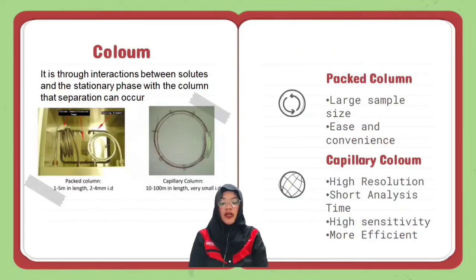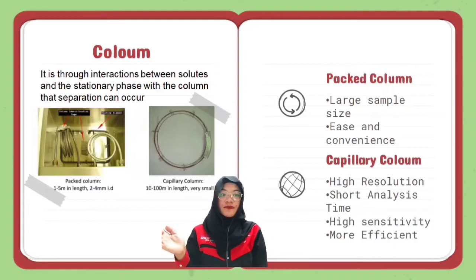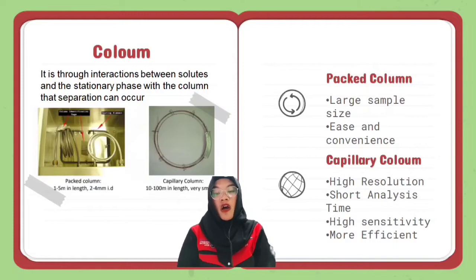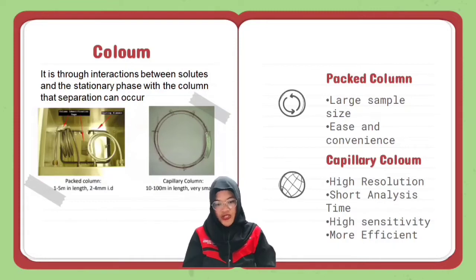The third one is the column. The column is the interaction between solute and the stationary phase. With the column, separation can occur. There are 2 types of column, the packed column and the capillary column. At the left is the packed column and the right one is the capillary column. The advantages of the packed column are a large sample size, and it is easy and convenient. The capillary column has high resolution, short analysis time, high sensitivity and is more efficient.